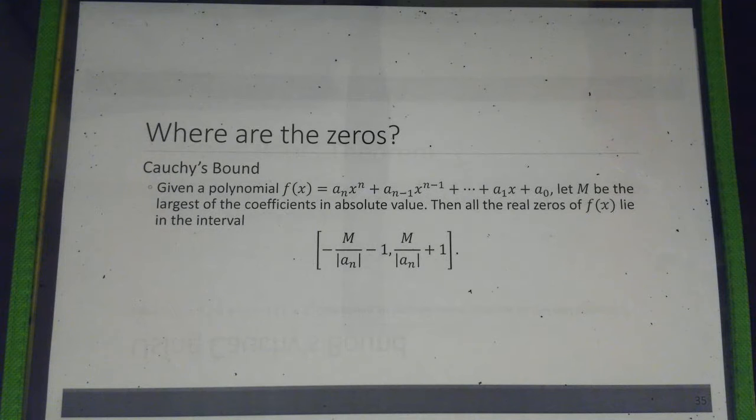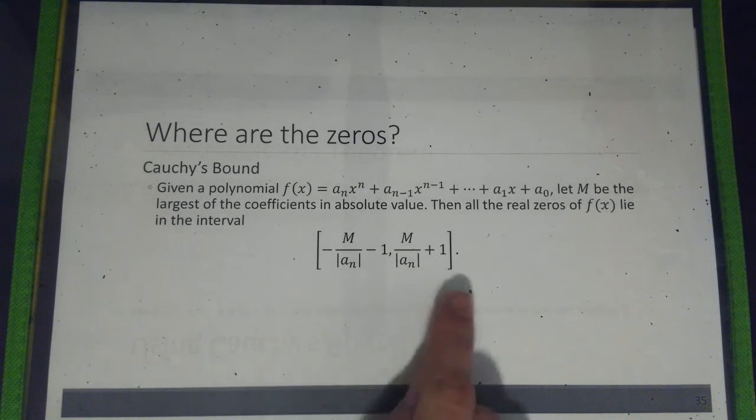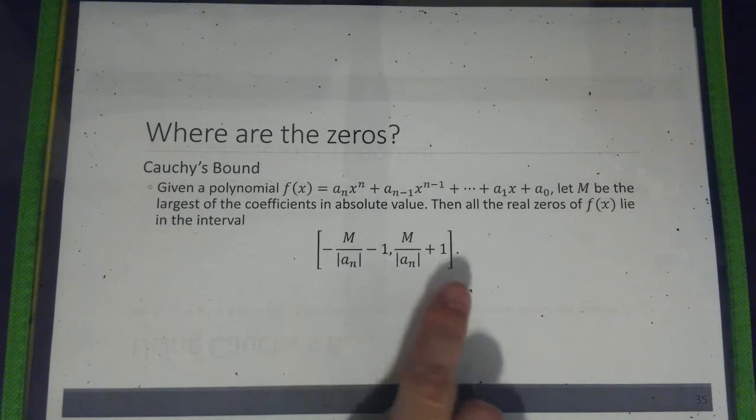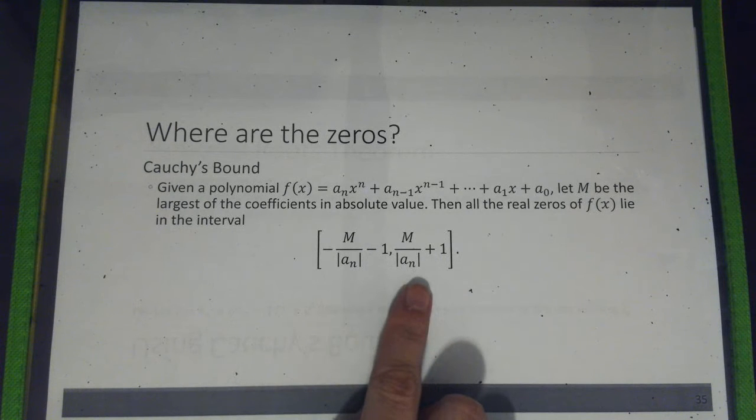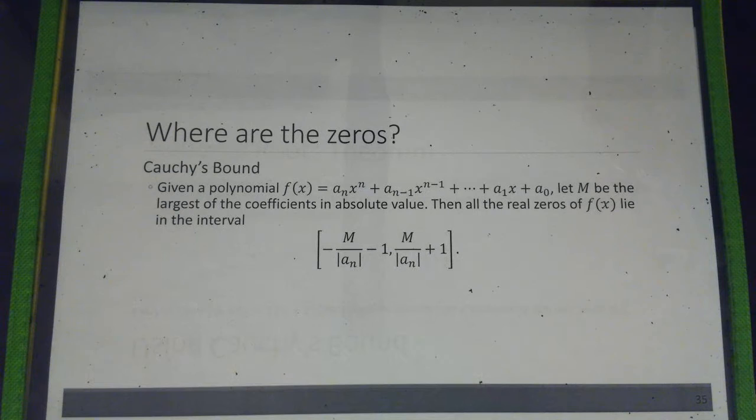It says, given a polynomial f of x equals a sub n x to the n plus a sub n minus 1 x to the n minus 1 plus all the way down to a sub 1 x plus a sub 0, let m be the largest of the coefficients in absolute value. Then all the real zeros of f of x lie in the interval. Notice that these are closed brackets, so the endpoints may be zeros. We have negative m over the absolute value of a sub n minus 1 to positive m over the absolute value of a sub n plus 1.